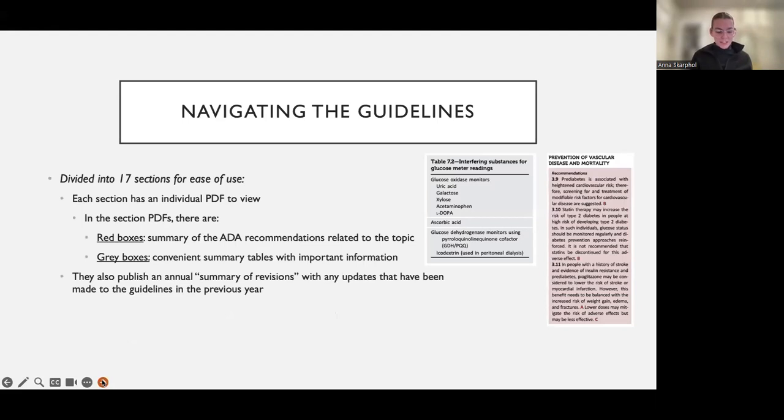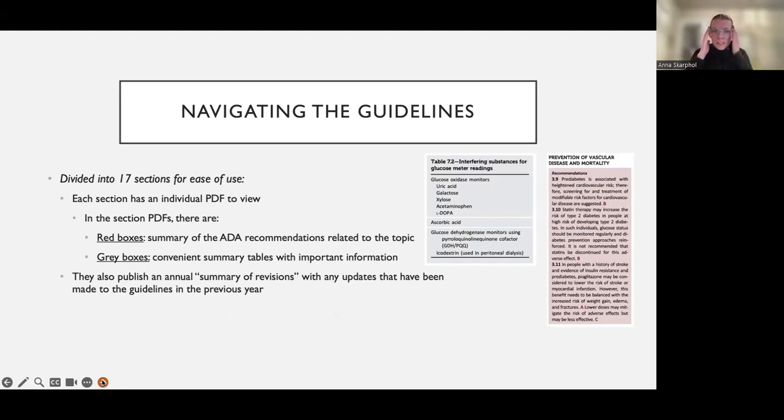These guidelines, like I mentioned, are pretty extensive. They're actually divided into 17 different sections for ease of use, and each of the sections can be found in a separate PDF online. The PDFs break it into nice different topics, and we're actually going to go through each of those 17 topics through the course of this presentation.